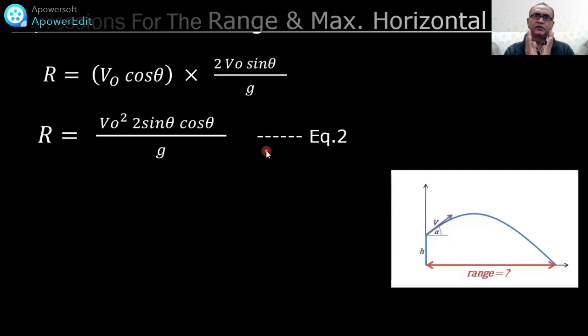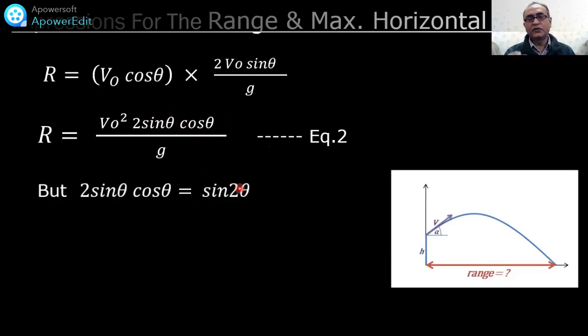Now, if you recall from your math class, some trigonometry formulas like sine square theta plus cos square theta is equal to 1, or 1 plus tangent square is equal to this. These are called identities. Similarly, we have a formula in trigonometry in which 2 sine theta cos theta is equal to sine 2 theta. It's a formula that you have to remember.